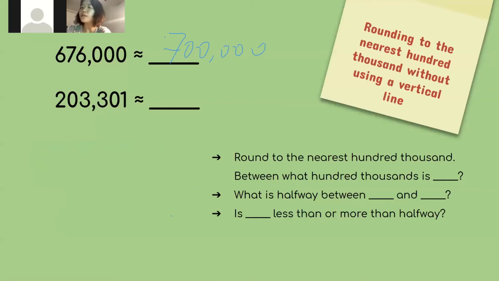Okay, and the second number is 203,301. So round to the nearest 100,000. Between what two 100,000s is 203,301? So it will be 200,000 and 300,000. And what is the halfway between 200,000 and 300,000? That will be 250,000. And is this number 203,301 less than or more than this halfway point? The answer is less than. And with the number that is less than the midpoint, we'll round this number down. So 203,301 is almost equal to 200,000.